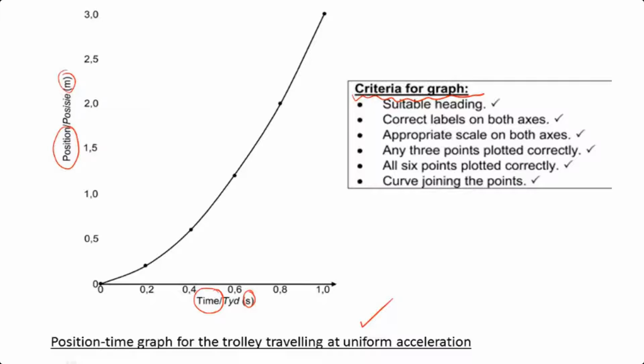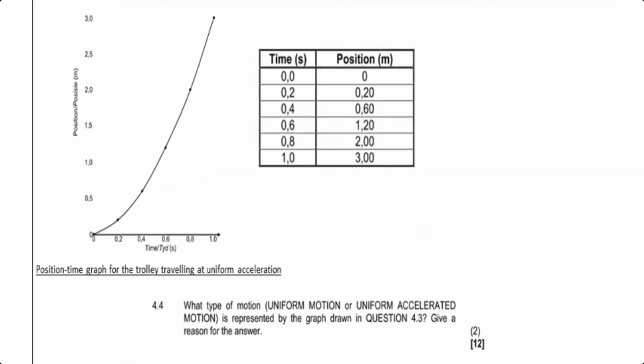We need an appropriate scale. So this must be a uniform scale, and so must that. You see it goes up in regular intervals of 0,2 seconds, and this one goes up in 0,5 seconds. And it's an appropriate scale because it starts at 0 and ends at the maximum value, 3 in the data. And this one also ends at the maximum value, 1. So it's a good scale, it's spread out nicely, and it's uniform. And then all 6 points must be plotted correctly. So make sure that you do read off correctly from the table and plot them right, and then join them with this curve.